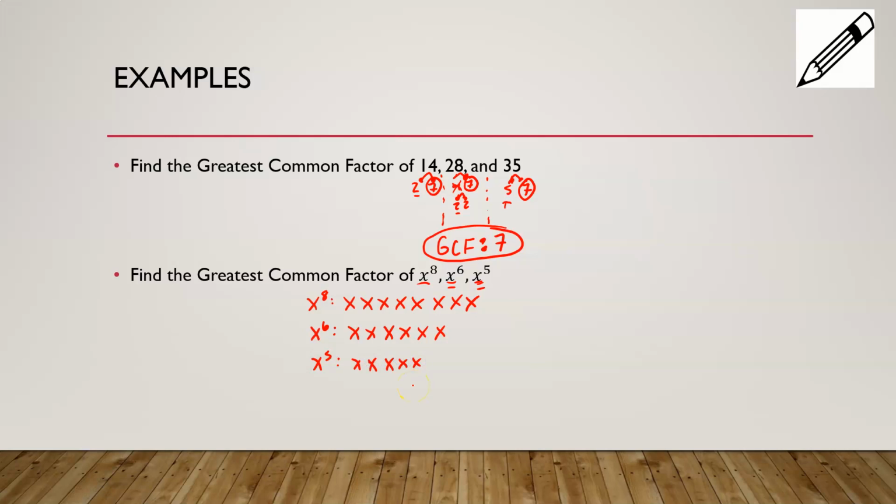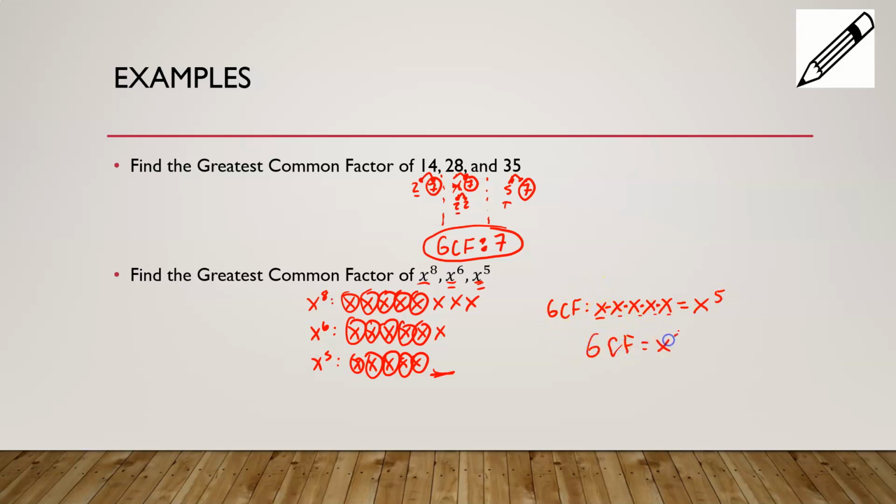Now, if I follow the strategy of finding what they have in common, I would circle an x. So I'd write down, okay, the GCF is x. I would circle another x because they have another x in common. Circle another x. They have another x in common. A fourth one. And finally, a fifth one. I'm out of x's in x to the 5th, so I can't find anything else in common. Remember, once we list out everything they have in common, we multiply it together. And x times itself 1, 2, 3, 4, 5 times is x to the 5th power. So the GCF in this case is x to the 5th.